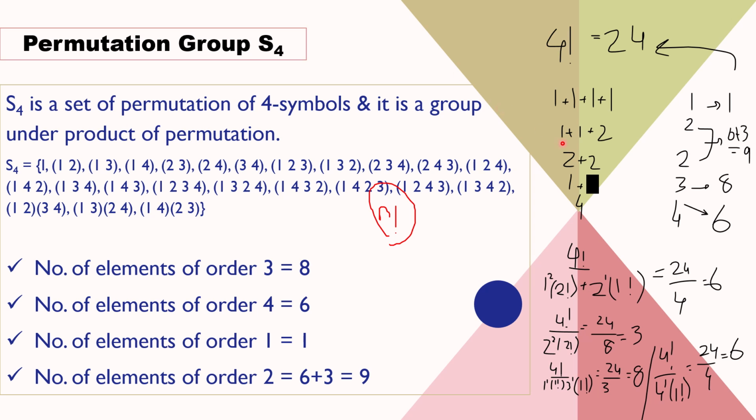We have 1 plus 1 plus 2. Now from here you will get the number of elements of order 2. Also from the next one you will get the number of elements of order 2. Okay, I will explain the difference. So first we will perform the formula on the first step, which is 1 plus 1 plus 2.